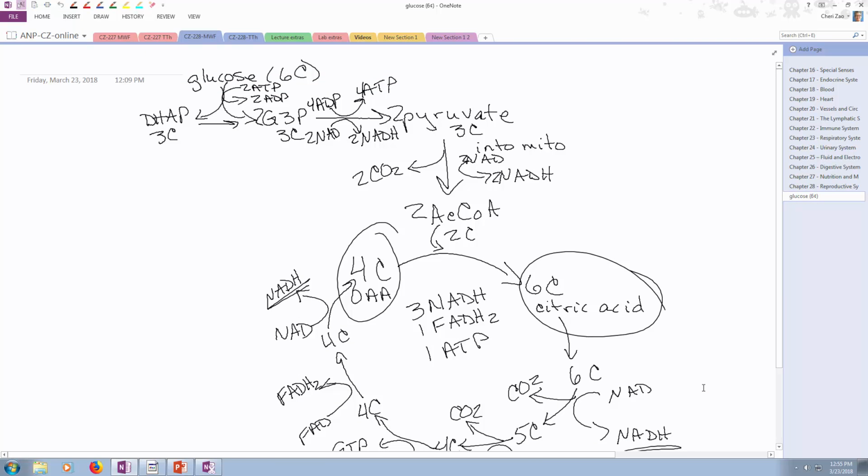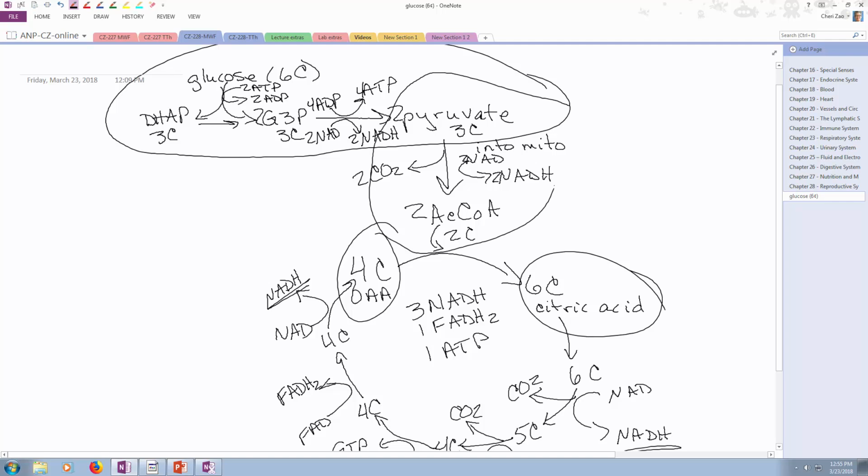All you need to do in memorizing these steps, because I like to go in and talk about each step, is start with glycolysis. Start with this first one here and just write it over and over till you memorize it. Then go to this guy here and write it over and over till you memorize it. Break it down into digestible chunks.